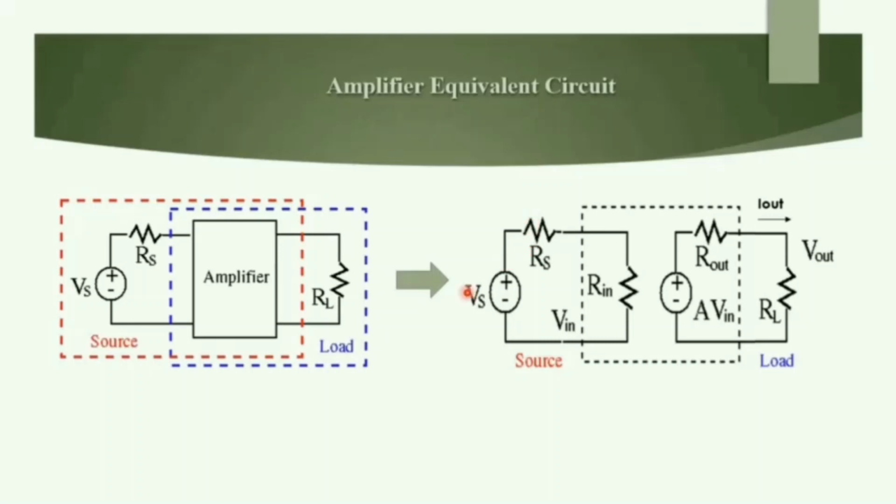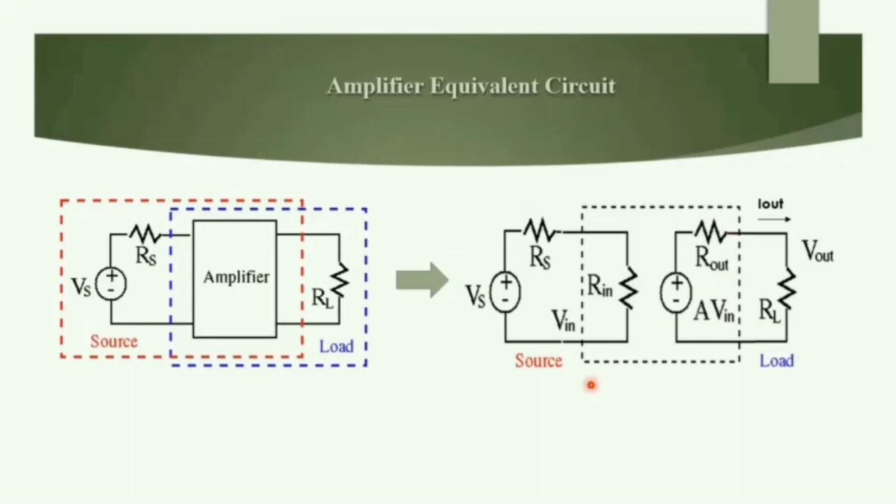This is a simple 2-port equivalent circuit of an amplifier. The input resistance offered by the amplifier circuit is represented by Rin. Output will be equal to gain A times the input voltage, which is in series with Rout. Here Rout is the output resistance offered by amplifier circuit.